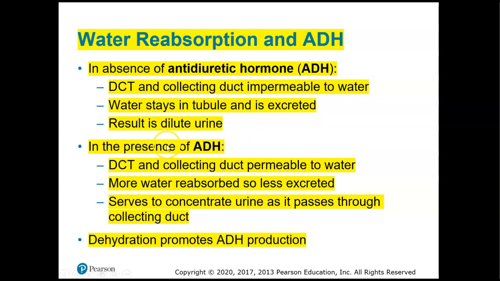So the result is a large volume of dilute urine. But in the presence of ADH, the DCT and the collecting duct are now permeable to water, so more water is reabsorbed, and that concentrates the urine, and that causes you to release a smaller volume of concentrated urine. So in the presence of ADH, you don't urinate as much, and your urine is going to be more concentrated. When you are dehydrated, this promotes the production of ADH.